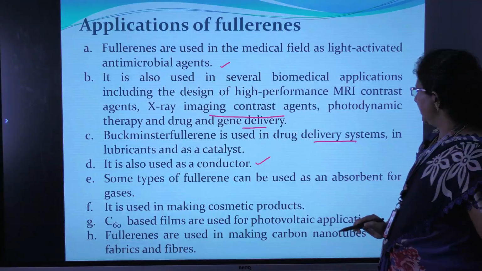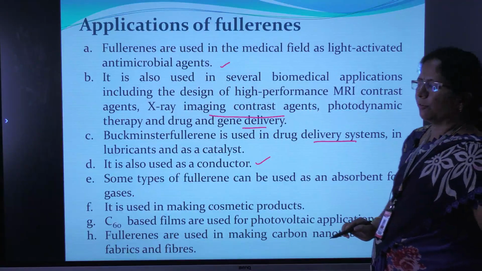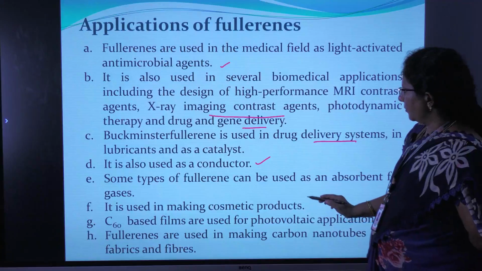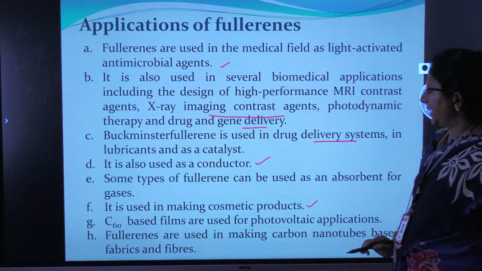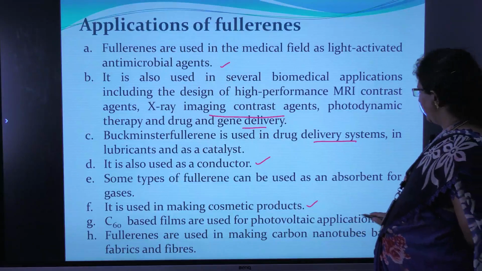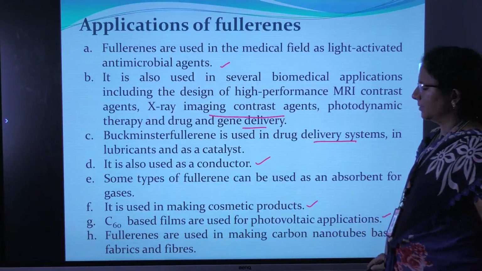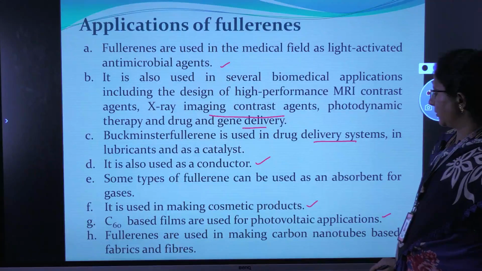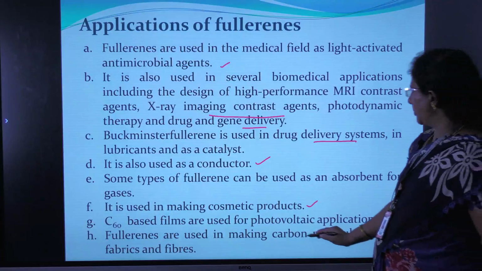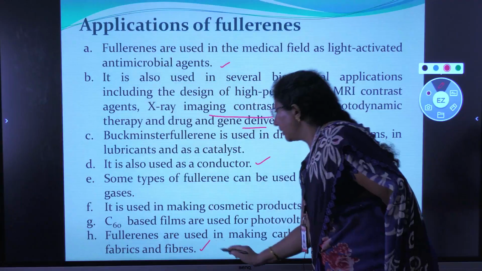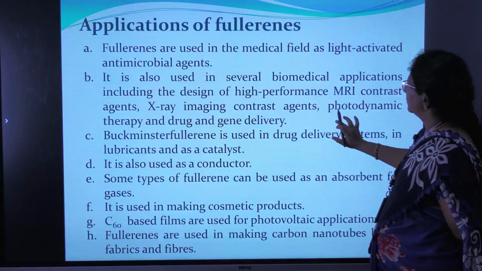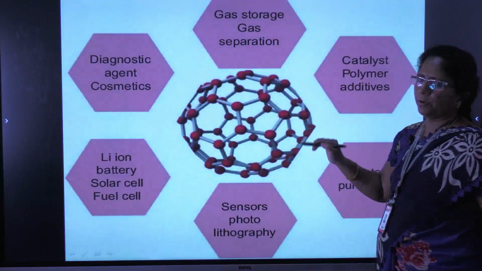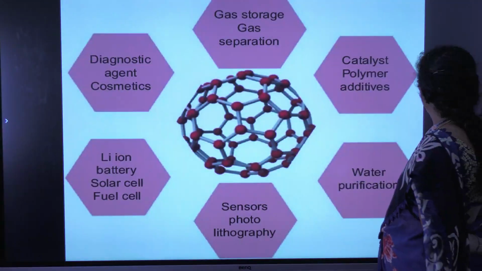Some types of fullerenes can be used as an adsorbent for gases. It is used in making cosmetic products also. C60 based films are used for photovoltaic applications. Fullerenes are also used in making carbon nanotubes based fibers and fabrics. So this is the overview of the applications of the fullerenes.